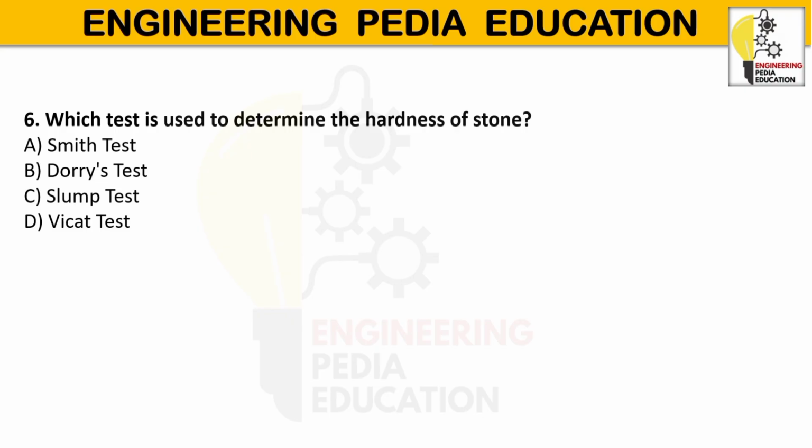Which test is used to determine the hardness of stone? Smith test, Dory test, slump test, or Vicat test? So the correct answer is the Dory test.